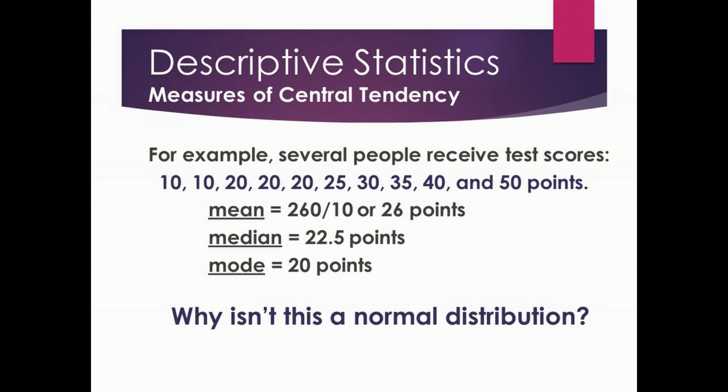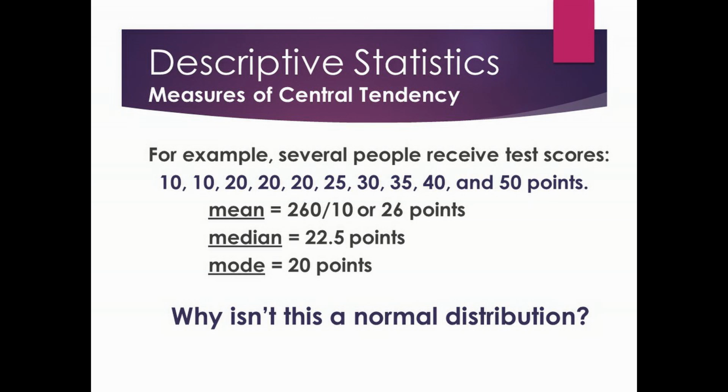The median is the midpoint. So looking at these scores, they're already in order from lowest to highest, so I just have to find the middle one. And hey, that's an even number of scores. Now, if it were an odd number, say there were 11, I would just pick out the middle one. But now I have to find the midpoint, which is going to be between 20 and 25. The midpoint between 20 and 25 is 22.5. Or I could just take the two middle scores, 20 and 25, add them together and divide by 2. So that's the median, it's the midpoint.